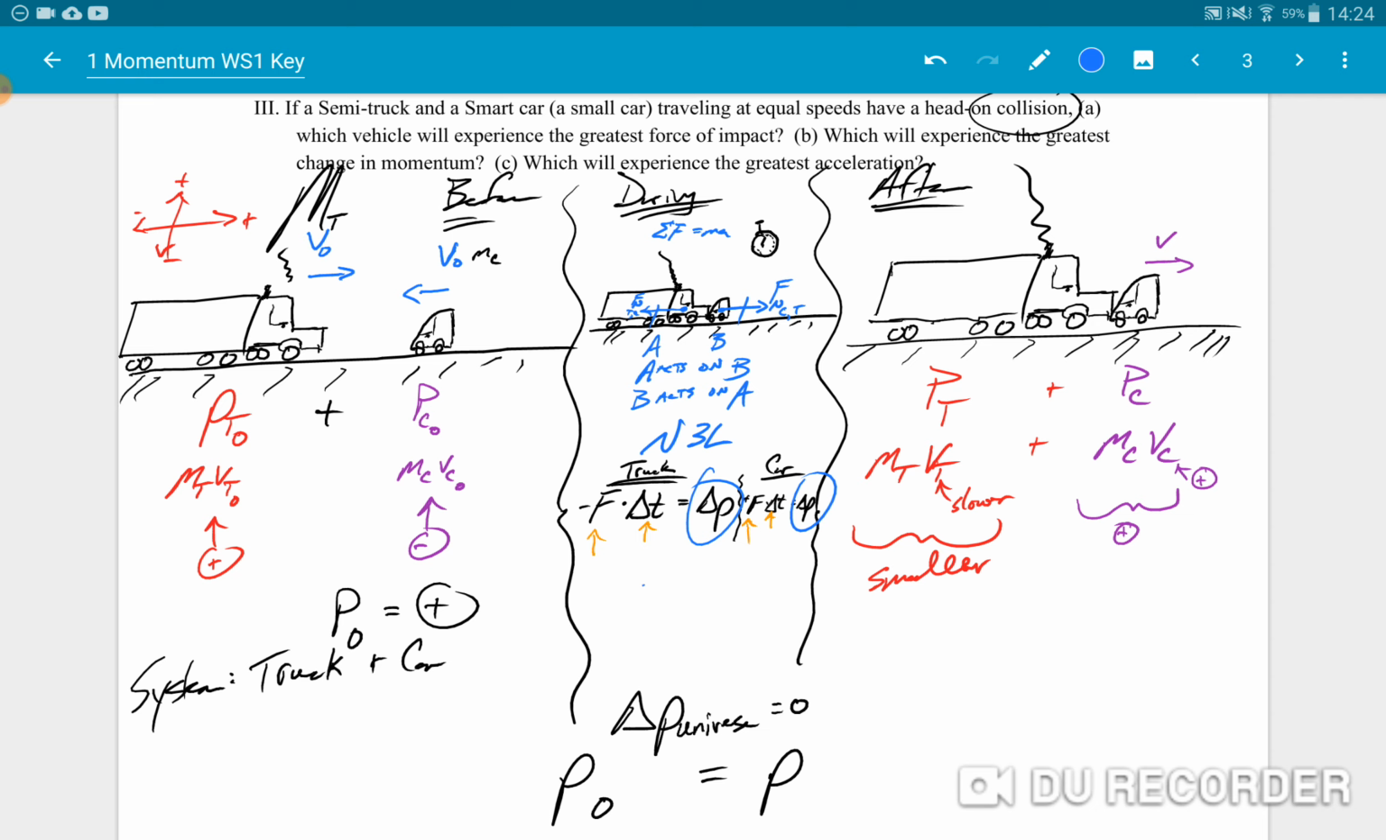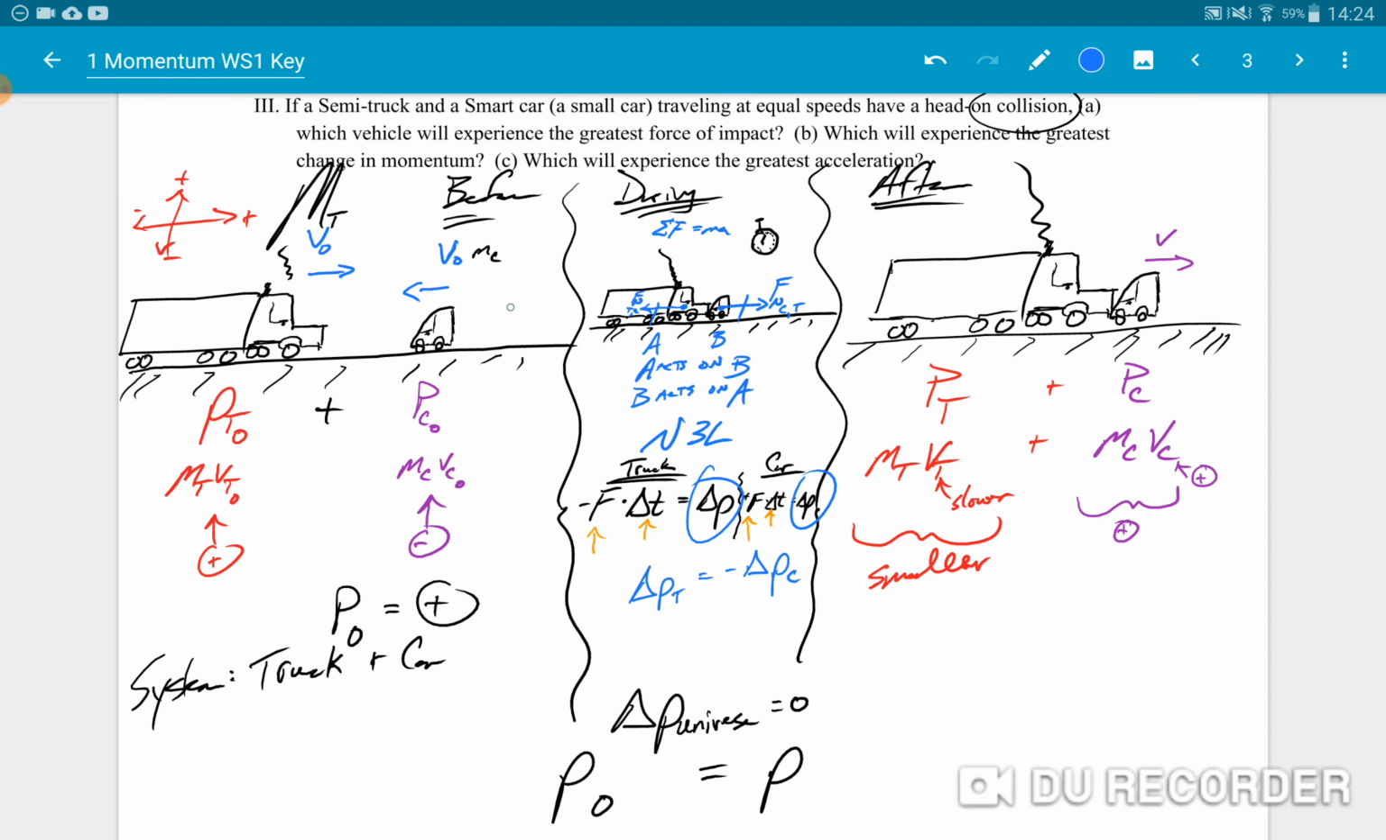So the change in momentum, you might say, of the truck is then going to be equal and opposite of the change in momentum of the car. Truck slowed down. Now it's not moving to the right as fast, and now the car is moving to the right way, way faster than before. So much faster that it wasn't even moving to the right before.